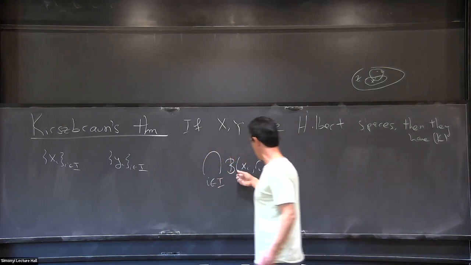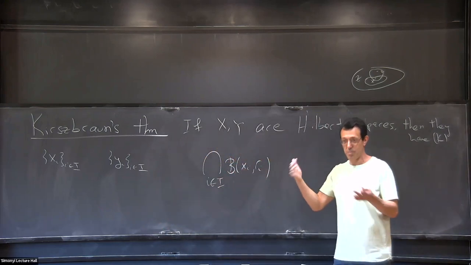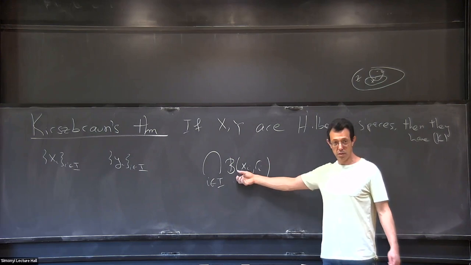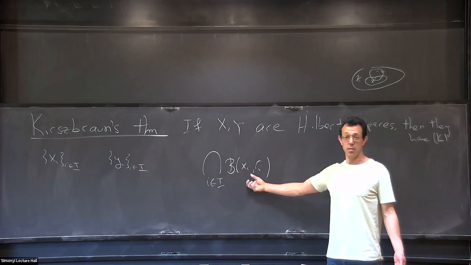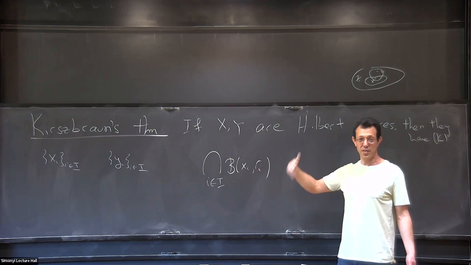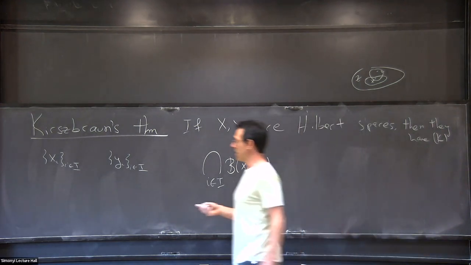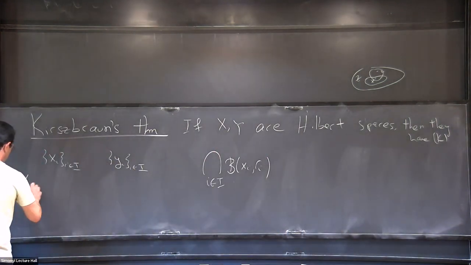In the end, I want to show this for the y_i's. They're lying in a Hilbert space, so they're compact in the weak topology. Then it's enough to deal with finitely many points. If I find a point in the intersection of every finitely many of the balls, I find it in all of them. Okay, it's enough to deal with x_1 up to x_n.